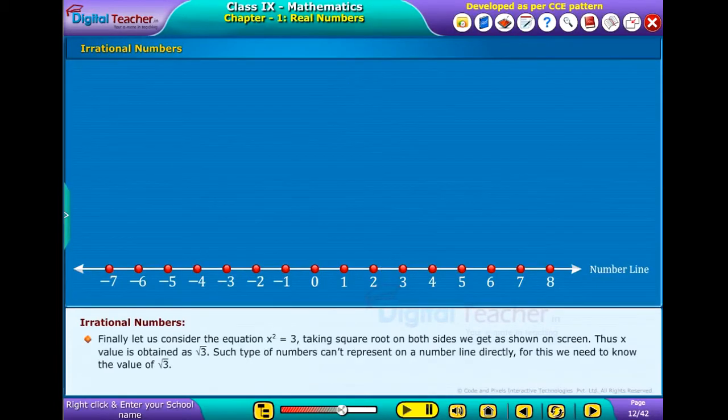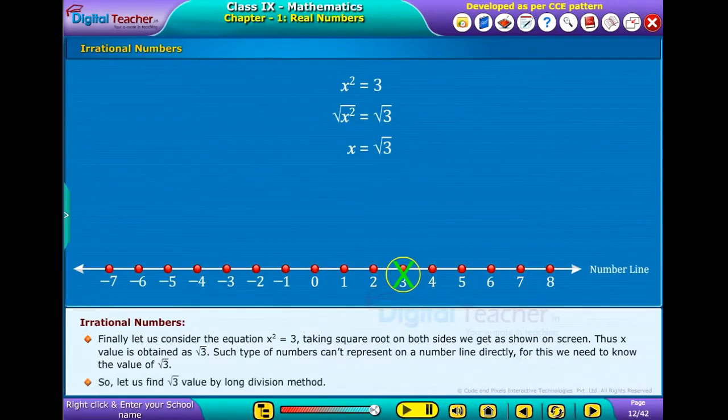Finally, let us consider the equation x square equal to 3. Taking the square root on both sides, we get as shown on screen. Thus, the x value is obtained as √3. Such type of numbers can't be represented on a number line directly. For this, we need to know the value of √3. So, let us find the √3 value by the long division method.